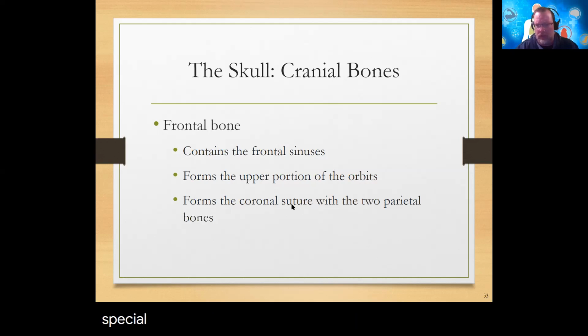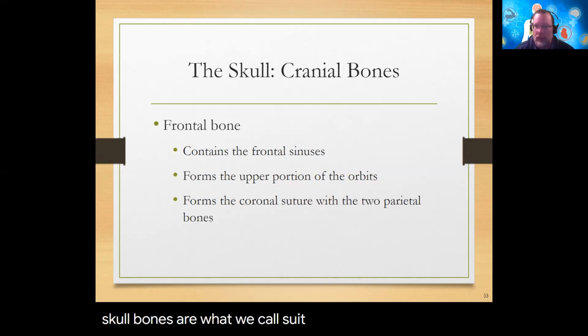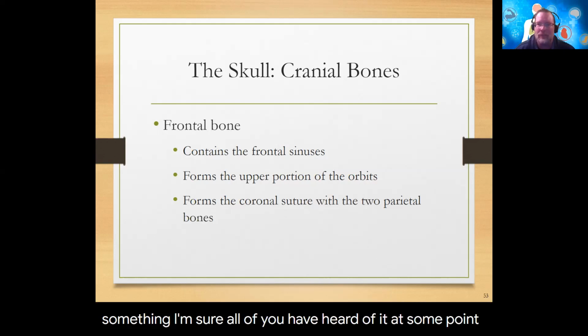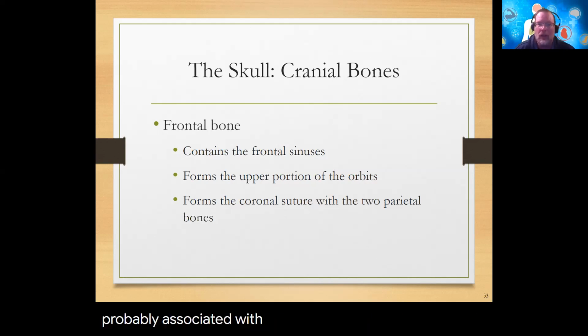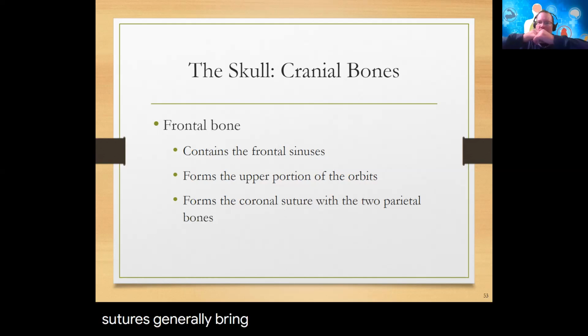Another special feature that we're going to see, particularly with the skull bones, are what we call sutures. And a suture is something I'm sure all of you have heard of at some point, probably associated with medical, maybe some sort of a stitch or stitching that took place because of a wound or because of a surgical procedure. We would see sutures. So sutures generally bring two sides together.